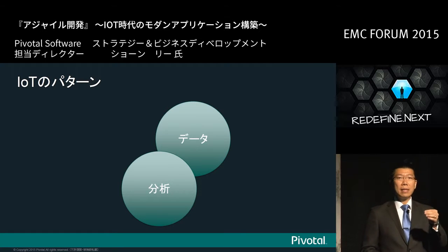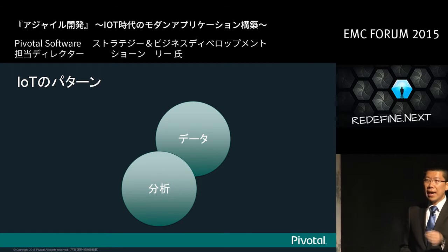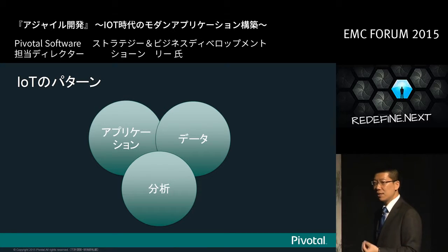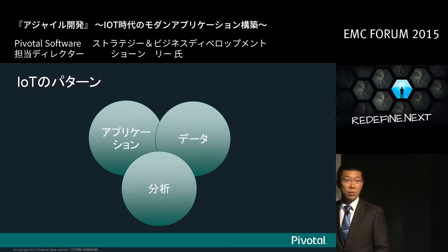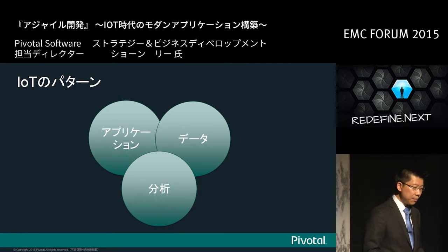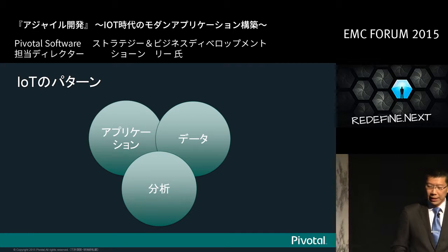But once you analyze it, you need the third aspect of this pattern, which is the apps, right? You and your customers typically don't interact with the data directly. They interact with the apps. So in order for IoT to really make sense, all three of these aspects need to be put in place.